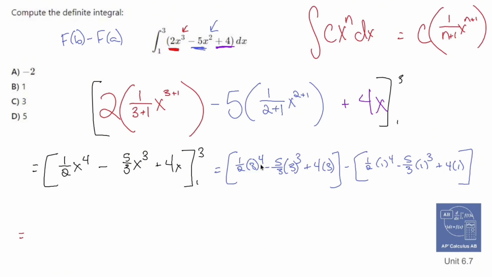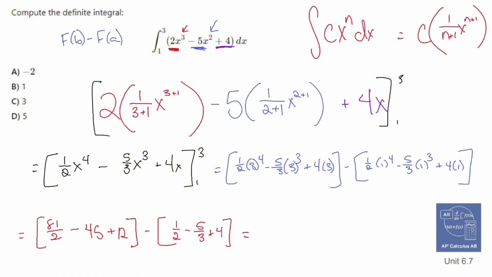Okay? And just some gross math. 3 to the fourth is 81. 81 over 2 is just 81 over 2. Minus, that's going to be 27. So negative 5/3 times 27 is the same thing as negative 5 times 9. So negative 45. I don't know why that took me so long. And then plus 12, I can handle that. Minus, all of these become 1, so are basically useless. So a half minus 5/3 plus 4.